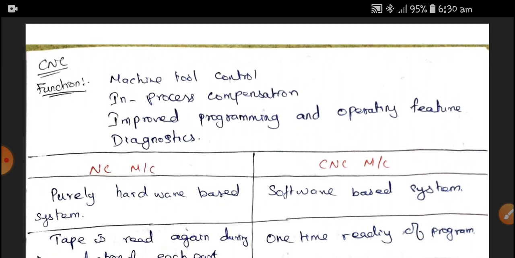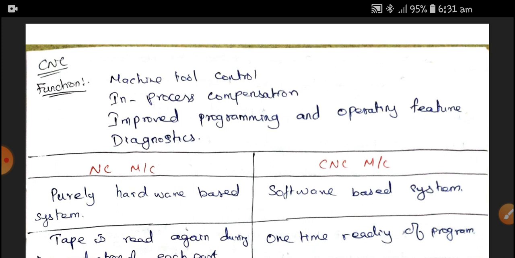So the function of a CNC machine is machine tool control. In-process compensation can be done. In-process compensation means if there is tool wear, the tool wear causes dimensional inaccuracy. Therefore, the compensation of the dimensions can be done in the CNC machine tool.